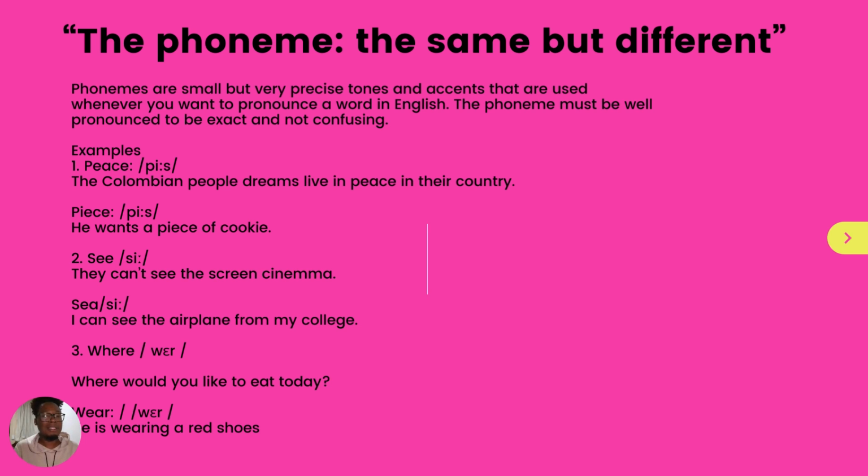Another example is where. Where would you like to eat today? And wear, to wearing. For example, he is wearing red shoes.